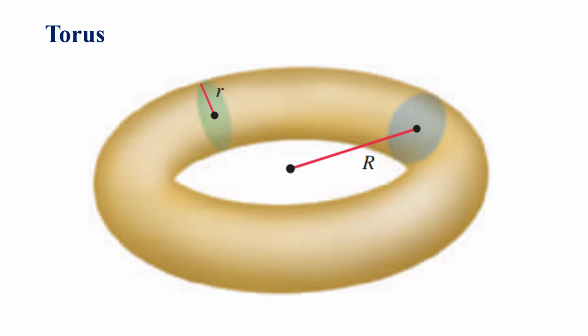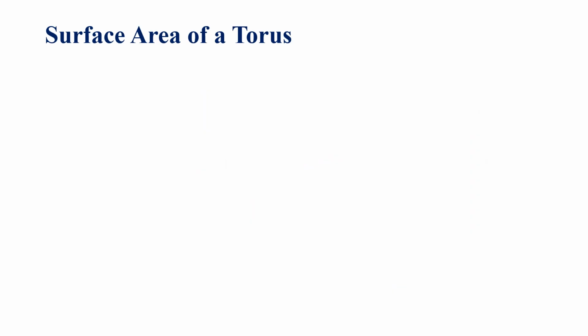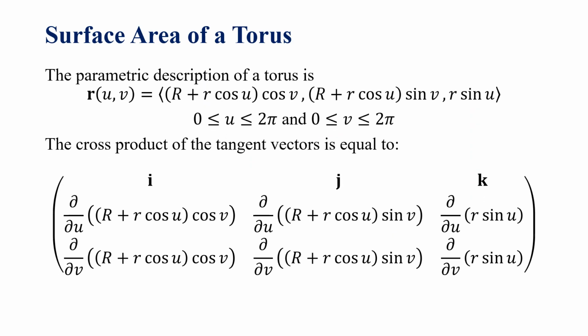Now let's do an example. Consider a torus with major radius capital R and minor radius lowercase r. The parametric description of a torus is r of u,v equal to the vector: big R plus small r cosine u, multiplied by cosine v; big R plus small r cosine u, multiplied by the sine of v; small r multiplied by the sine of u, where u is greater than or equal to 0 and less than or equal to 2 pi, and the same for v.